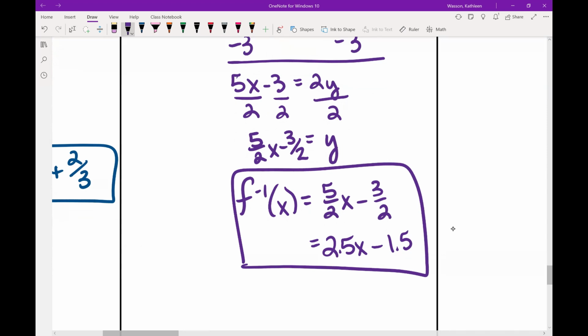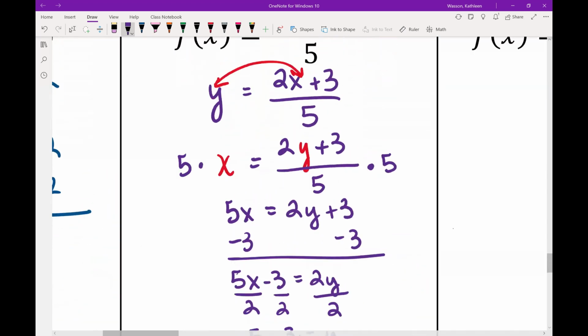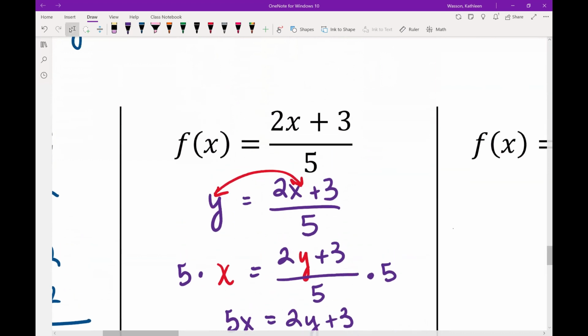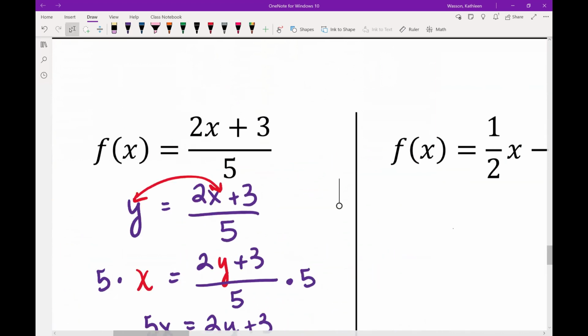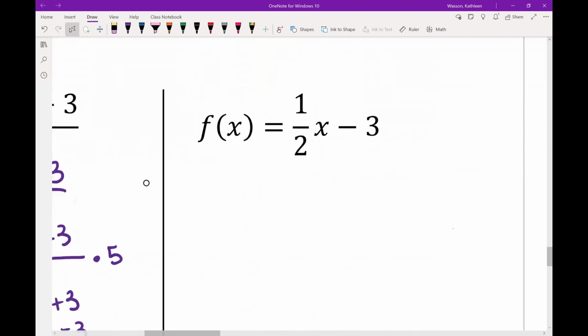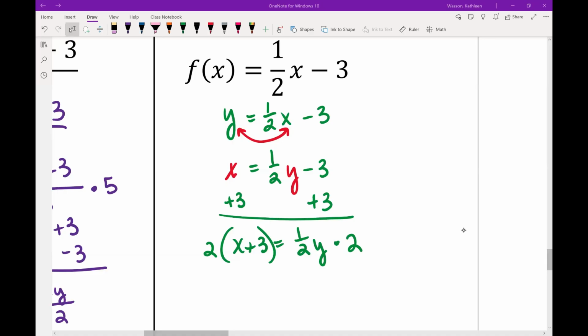I have one example remaining. Now I have f of x equals half x minus 3. We'll use the same steps. Please work through this one, pause your video, and then turn the video back on and we'll check and make sure that our answers agree.